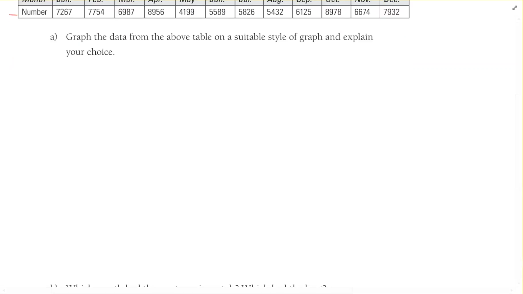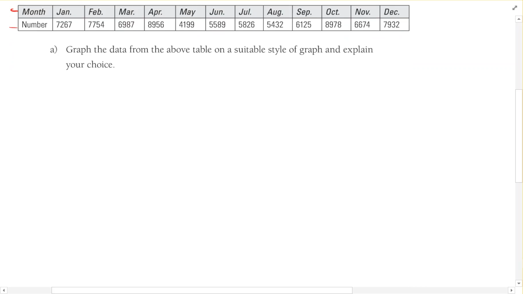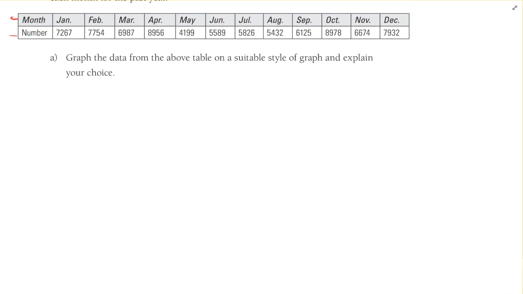Okay, so what you're going to do is make whatever graph you like. You could have a broken line graph, you could have a bar graph, and then just explain why you like that graph more than the other graphs. So go ahead and answer that one now and make your graph.